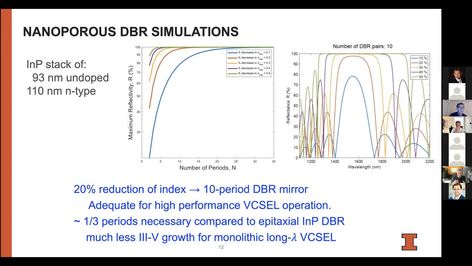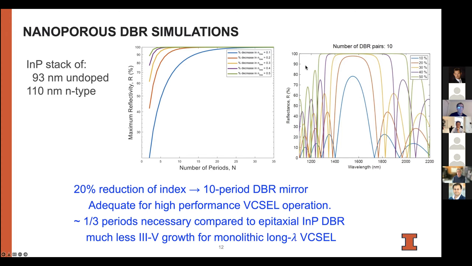In such a structure, you can think about a period with a high index and a low index. And again, what we're doing is taking indium phosphide and reducing the natural index through porosification. And if we can get a 20% reduction of index, which has been demonstrated in the literature, a 10 period DBR is sufficient for getting a high reflectivity DBR.